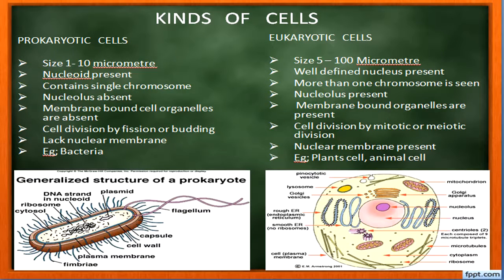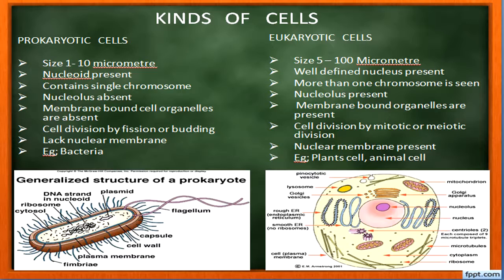And if you take kinds of cells, there are two kinds of cells, that is prokaryotic cells and eukaryotic cells. So always remember the word pro refers to primitive. Karyon refers to nucleus. So the cells which possess a primitive type of nucleus, we call them prokaryotic cells. So how will the primitive nucleus be seen?